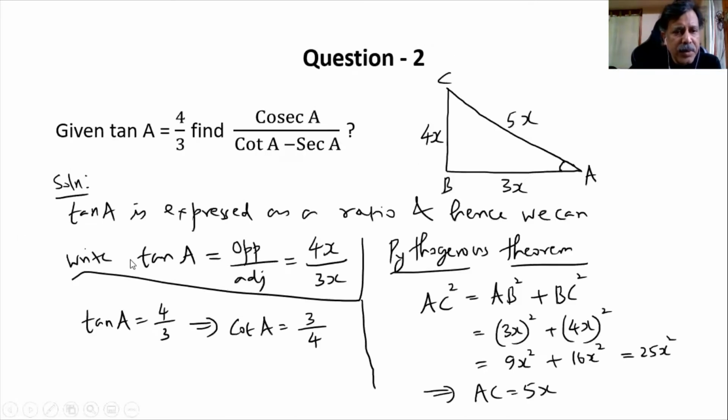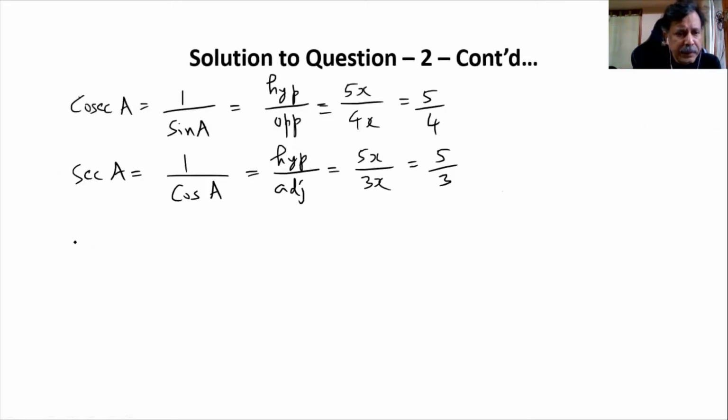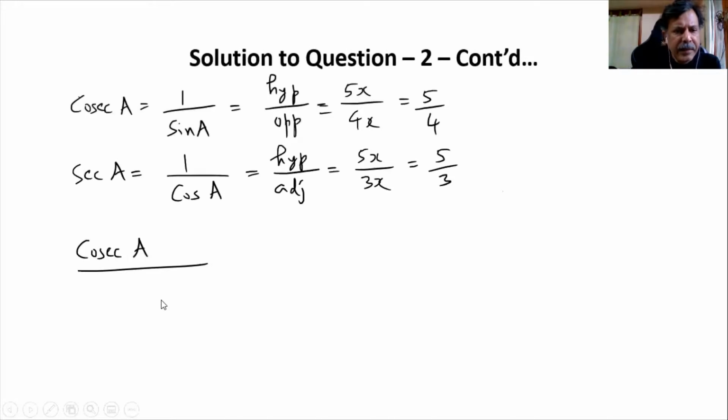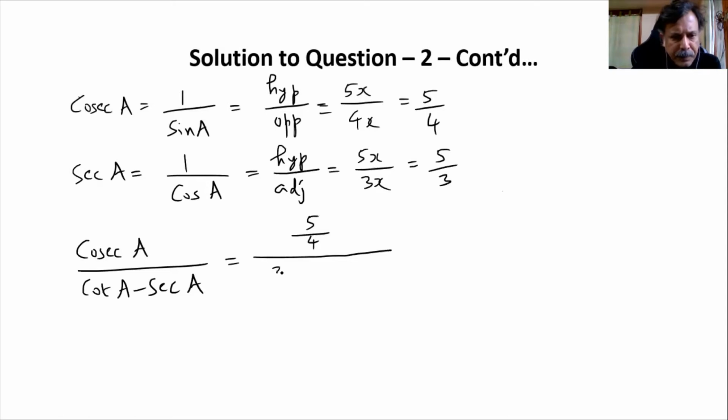Now what is that we are supposed to find? Cosecant of A divided by cot A minus secant A. So cosecant of A is 5 by 4. Whole thing divided by, what is cot A? We wrote here 3 by 4. Minus secant of A is 5 by 3.